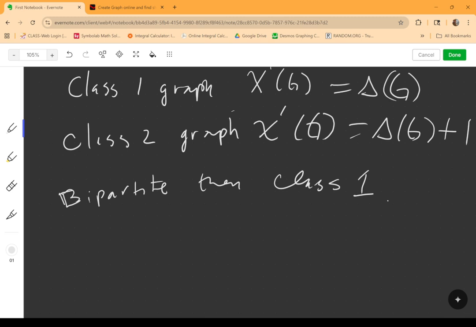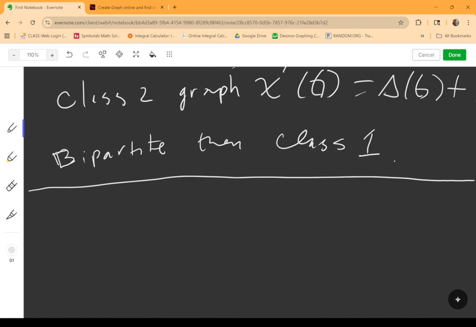Now, deciding whether each graph is class 1 or class 2 is not always easy. So you really just have to go by almost trial and error, or develop an algorithm to check, like a computer algorithm, some kind of program that will check the adjacency of the edges and determine what the proper edge coloring would be.